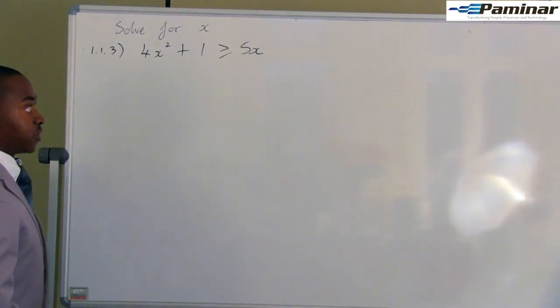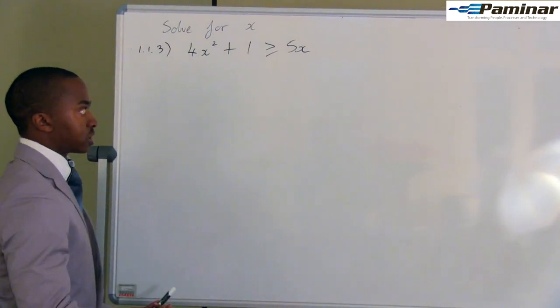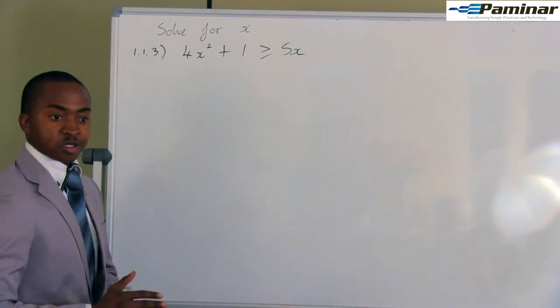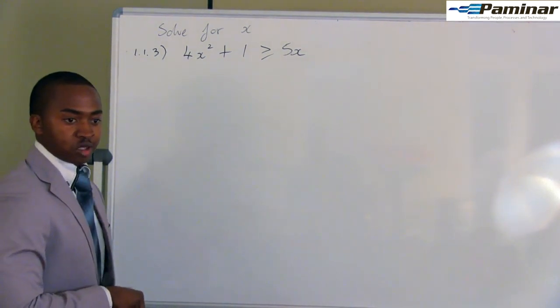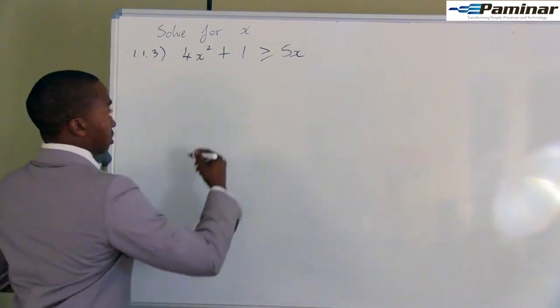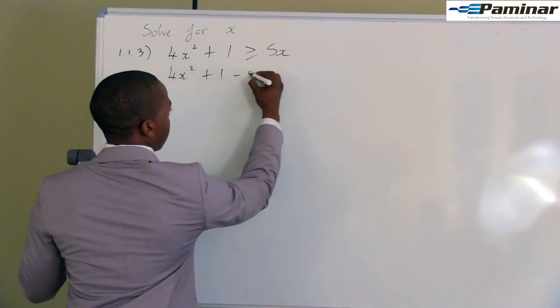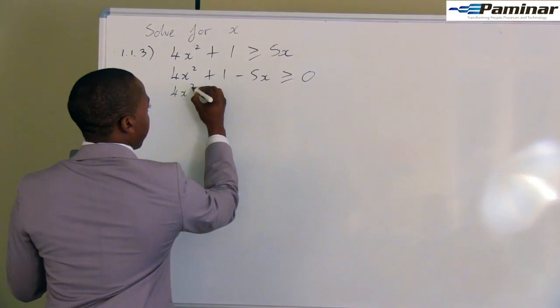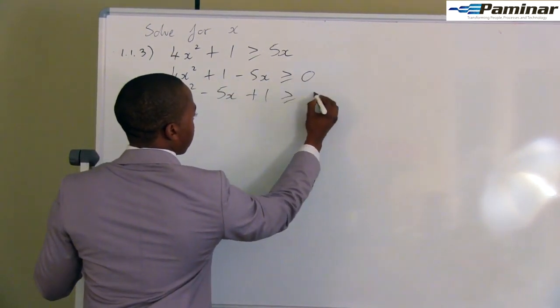Okay, the method to follow here now is to once again put everything on one side, have your quadratic equation, and then solve for that quadratic, using the methods that you should all know by now. I would choose the table method to solve for this. So this becomes 4x squared plus 1 minus 5x is greater than or equal to 0. If I rewrite this, it becomes 4x squared minus 5x plus 1 is greater than or equal to 0.